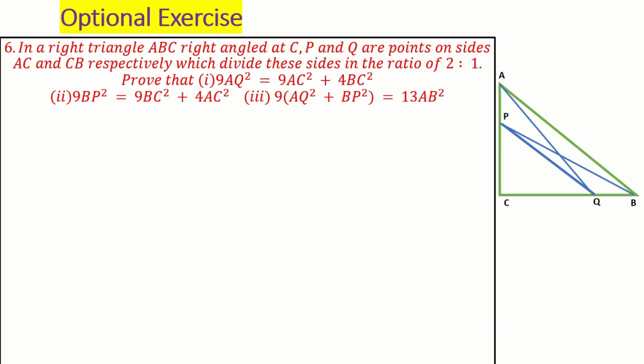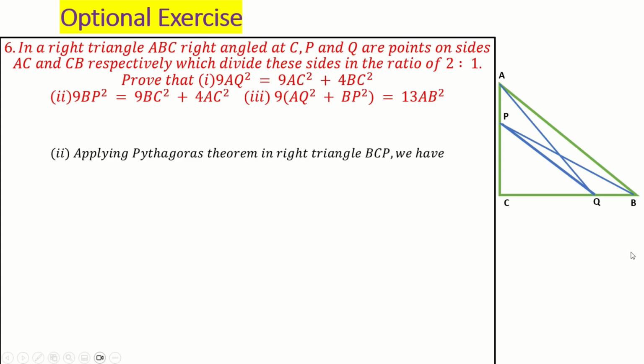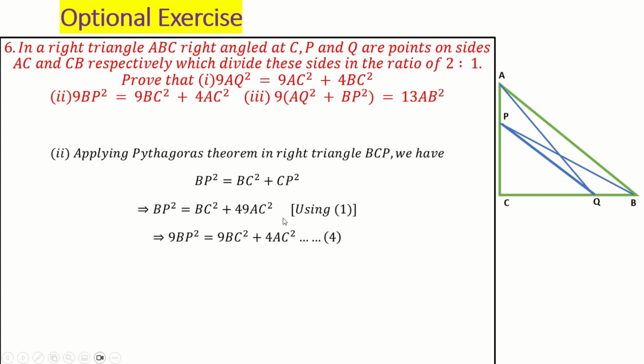The second one is applying Pythagoras theorem in BCP, in this right angle triangle. So BP square equals BC square plus CP square. Again I made a mistake here. It's not 49, it's 4 by 9. Please note down, this is not 49, this is 4 by 9. So BP square equals BC square plus 4 by 9 AC square. Again you multiply with 9, you get the second one.